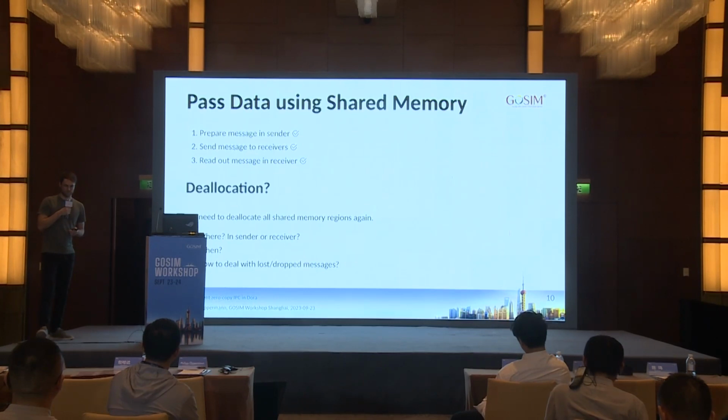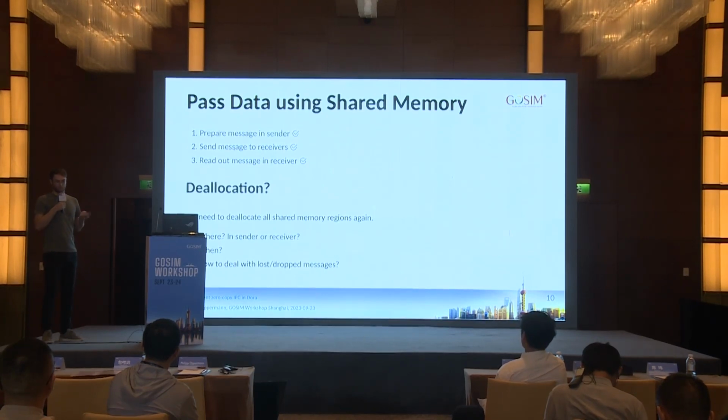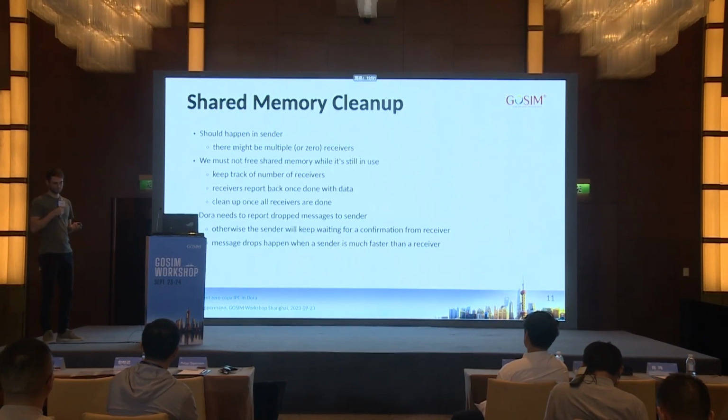Yeah, the question is, how do we do deallocation? Because we did a manual allocation, we need to do a manual deallocation at some point. So the question is, where do we do it? Do we do it in the sender or on the receiver side? And also, at which point can we safely deallocate the memory? And how do we deal with messages that are dropped or lost? They don't reach the target, but we still need to consider them somehow.